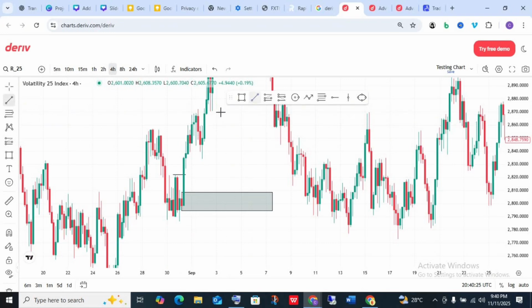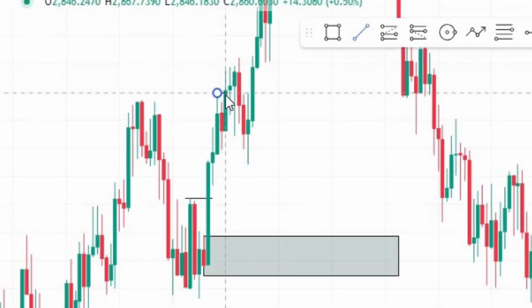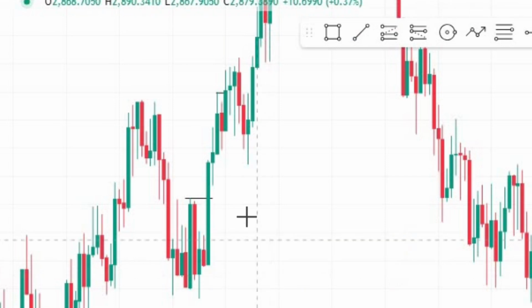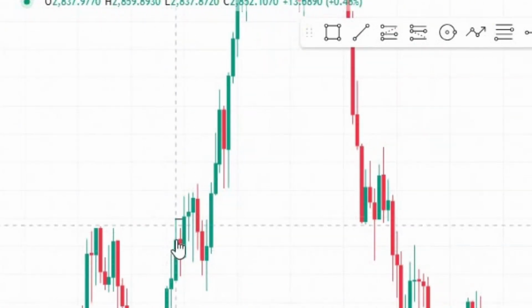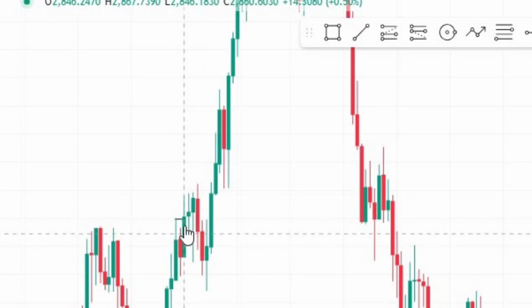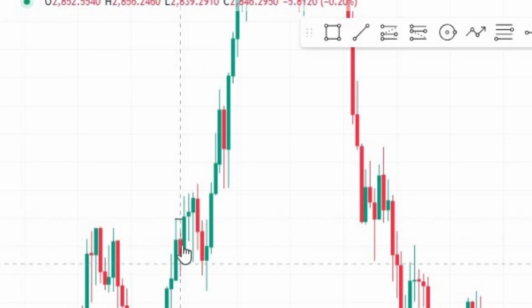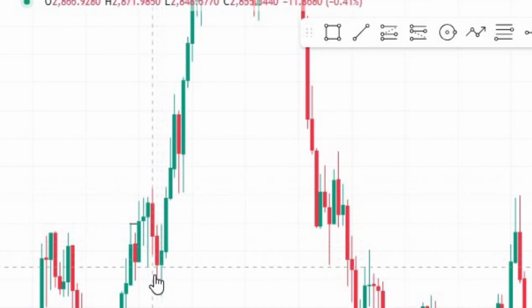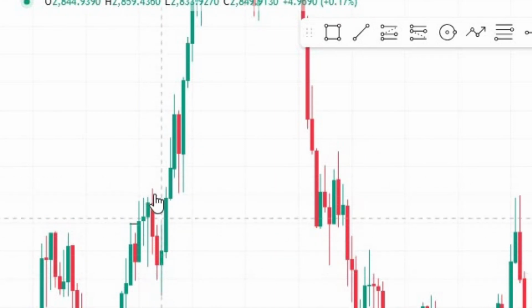So when it broke a second structure here, we are going to forget about this one. Okay, we're going to forget about this one and watch the next leg. Now in this second leg, there is no valid demand zone. This red candle would have been a demand zone, but there is no fair value gap on top of it, so it's invalid. So we don't have a POI. So with this now, you can see price came down.